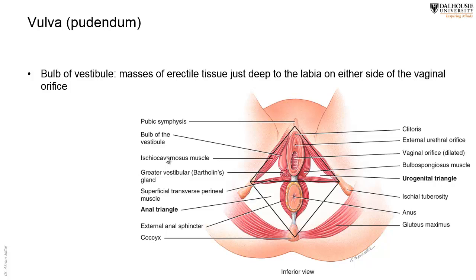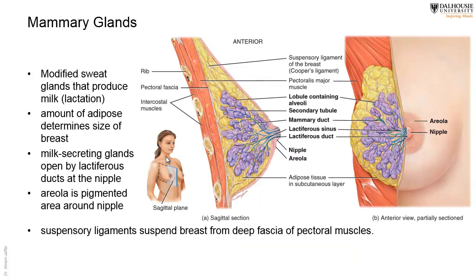So we have two bulbs in the female. If you go back to the male, you will find that there is one bulb of the penis. Here there are two bulbs of the vestibule. And again, there are crura for the clitoris. But of course, they are not as bulky and big as the ones that are present in the male. And again, they have some muscle fibers surrounding them, but they are not as bulky as those that are present in the male and serve the penis.